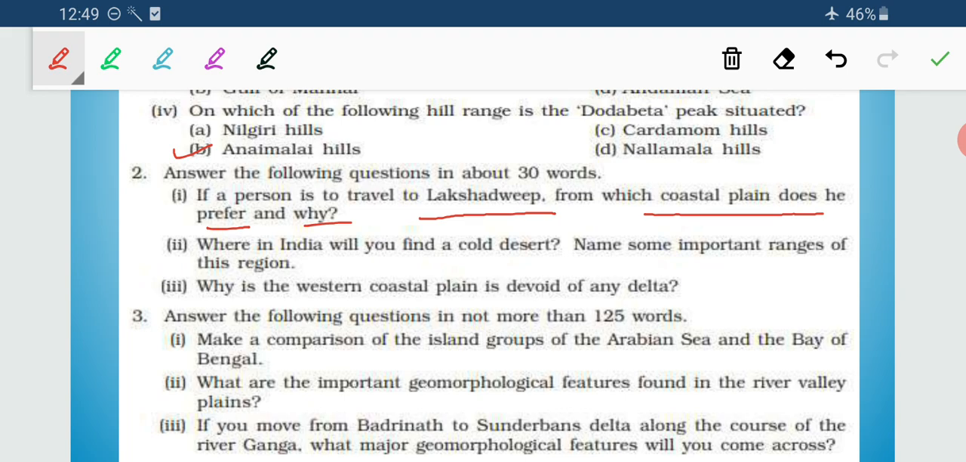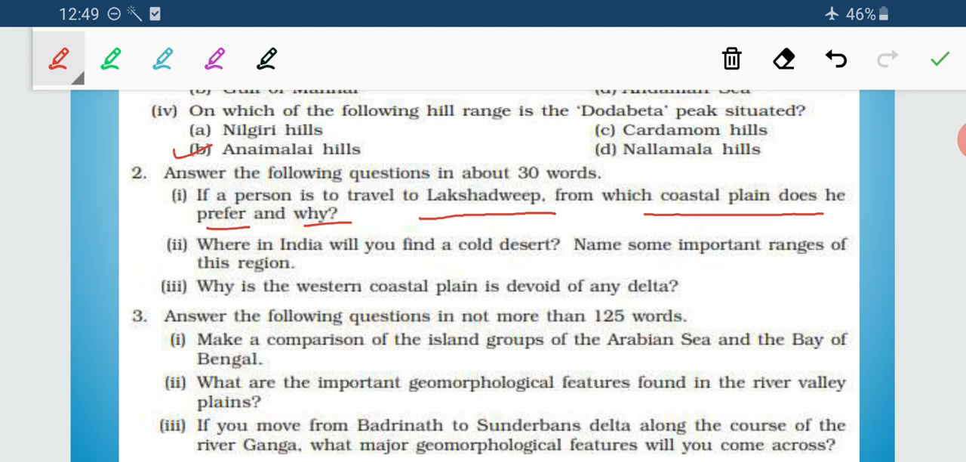Last question: if you move from Badrinath to Sundarban Delta along the course of river Ganga, what major geological features will you come across? So when we are moving from Badrinath, which is situated in the lower Shivalik region, that is in the foothills of the Himalayas, to the Sundarban Delta along the course of river Ganga, what are the features we will get?